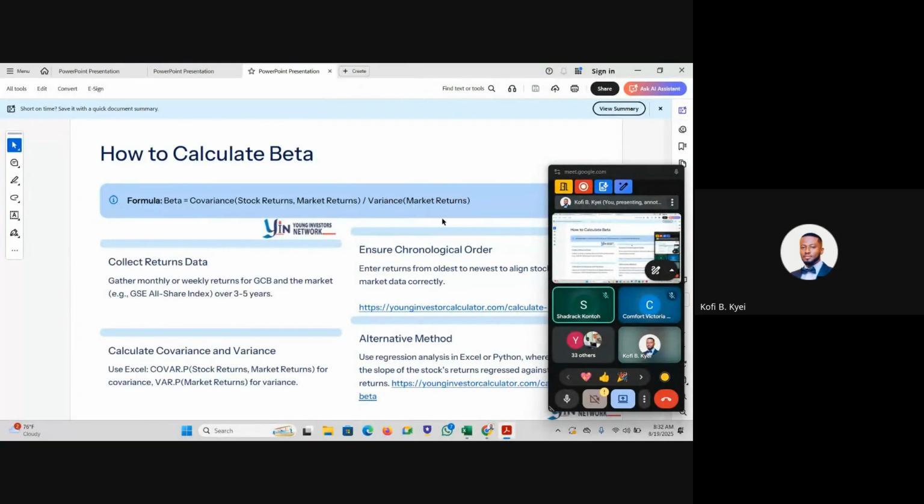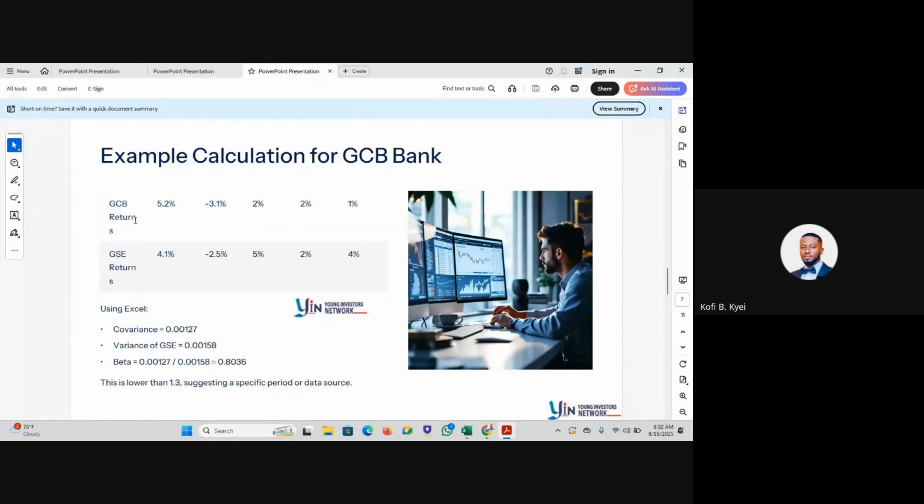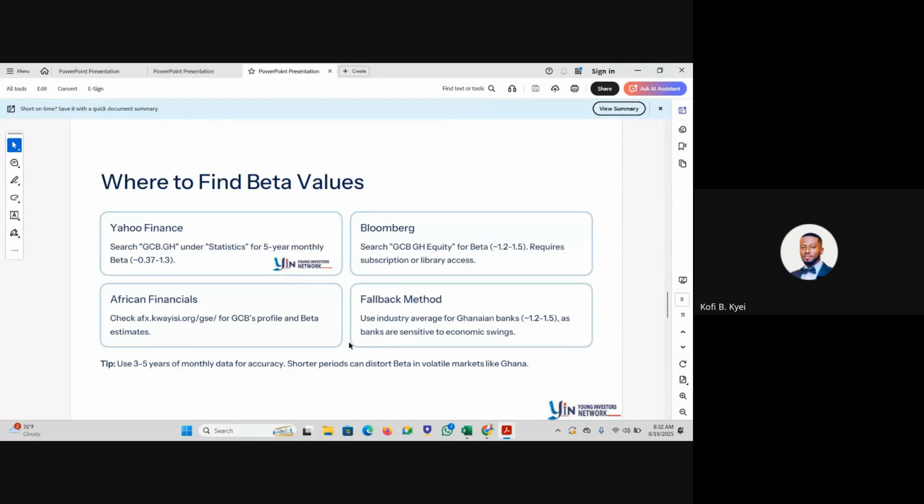Yes. Okay. All right, so ensure chronological order as we did. Ensure returns from oldest to newest to align stock and market data correctly. And you calculate covariance. Use Excel as I showed you. And an alternative approach, Excel, Python, maybe the slope. So these two approaches you can use. Use the Excel, you can use the stock or Young Investor calculator. Example, I think I've gone through the example with you already. Market return and the stock return, where you get your beta value.